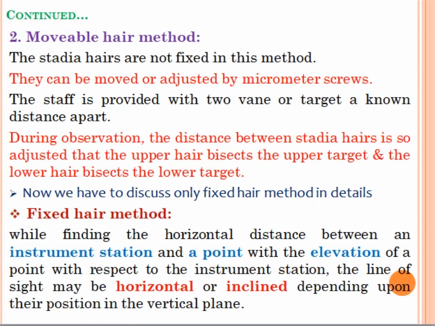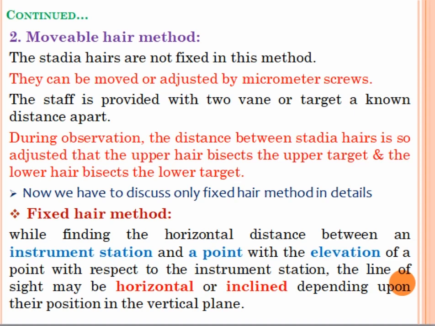In the movable hair method, the stadia hairs are not fixed; they can be moved or adjusted by a micrometer screw. The staff is provided with two vanes or targets a known distance apart. During observation, the distance between the stadia hairs is adjusted so that the upper hair bisects the upper target and the lower hair bisects the lower target. Now we discuss only the fixed hair method, because this method is included in your syllabus.